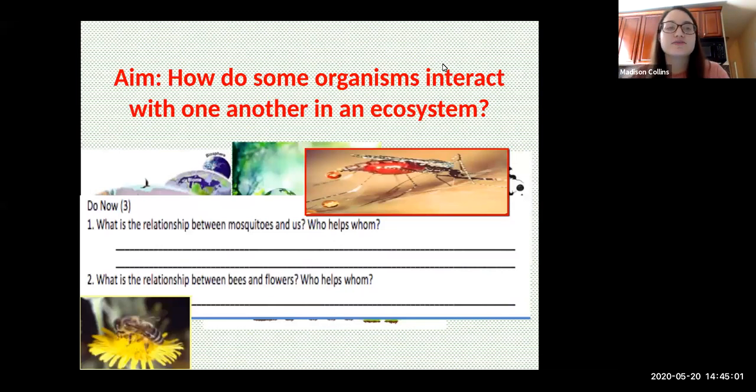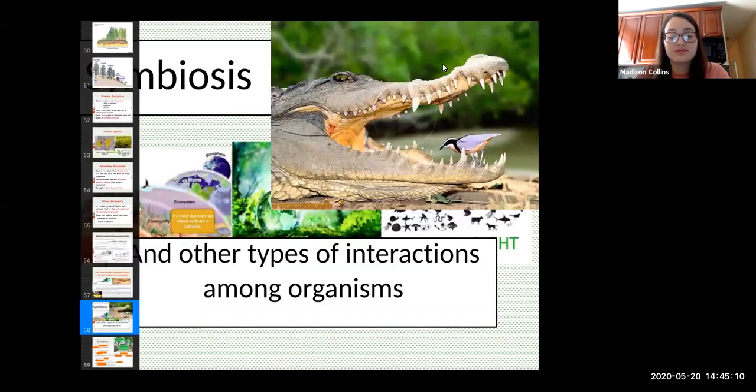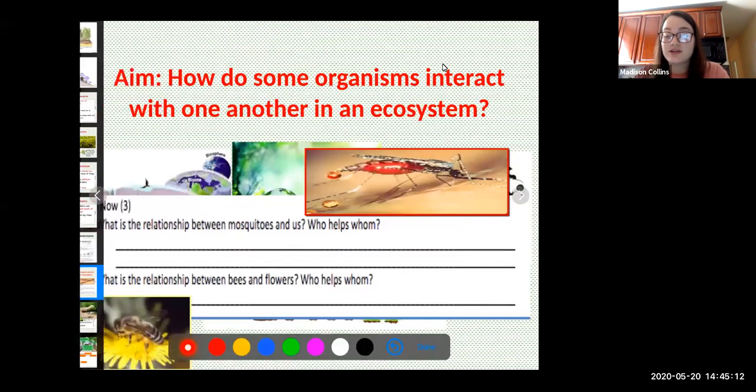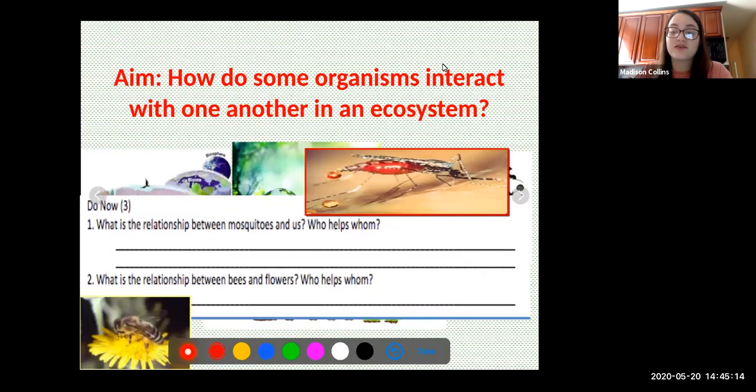Okay, so today's aim is how do some organisms interact with one another in an ecosystem? Now, one thing we should definitely annotate is the word ecosystem. If you remember, I've actually gone over this word before, and when we talk about ecosystems, we're talking about the interaction between abiotic and biotic factors, or living and non-living factors.